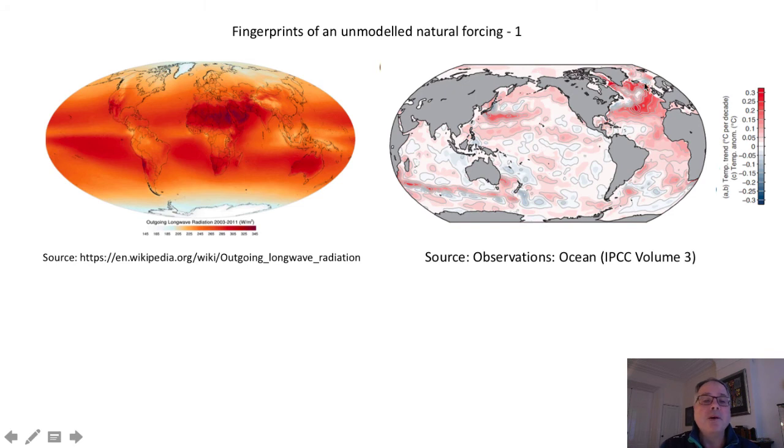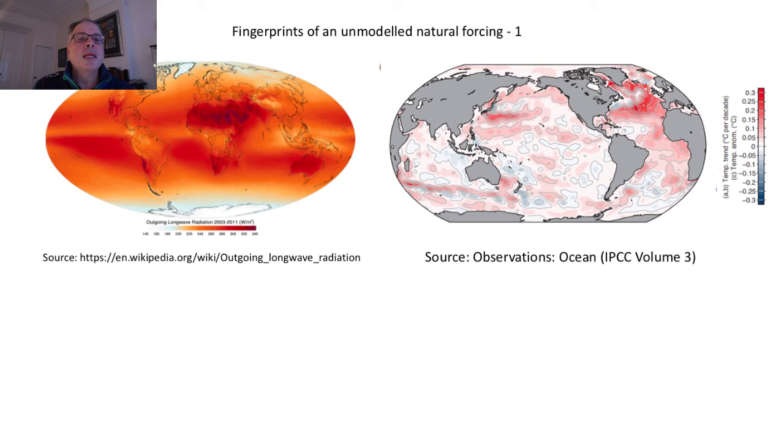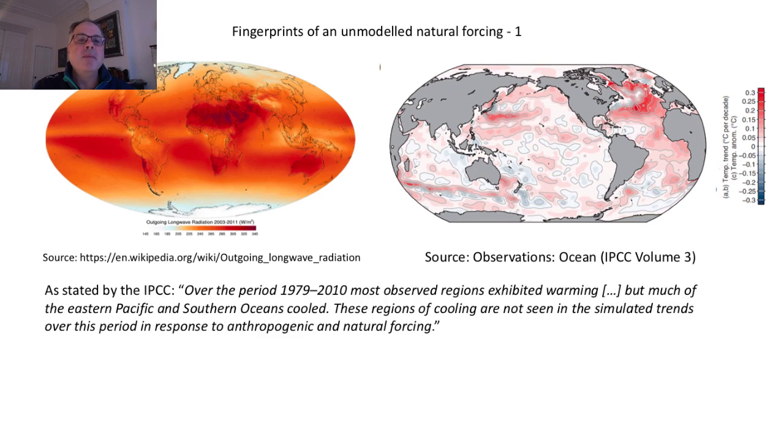According to the IPCC's own reports, during the last two multi-decadal global warming periods, so 1909 to 1941 and 1980 to present, the Northern Hemisphere was heating more than the Southern Hemisphere, the Northern Atlantic was heating more than the Pacific and Southern Oceans, and the Arctic was heating more than the other regions, and mainly heating during its winter. As stated by the IPCC, over the period 1979 to 2010, most observed regions exhibited warming, and then I've left out some, but much of the Eastern Pacific and Southern Oceans cooled.